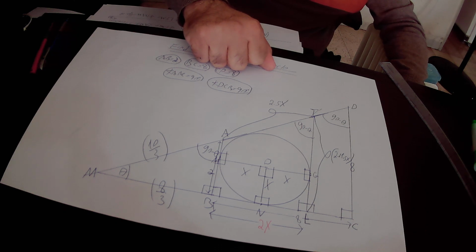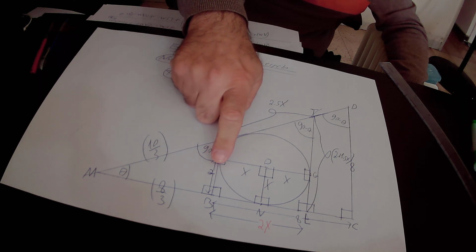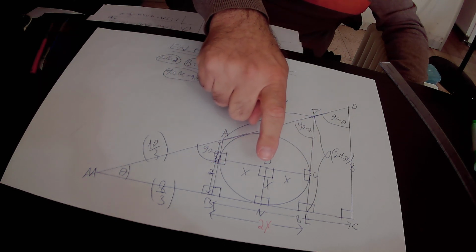And here we joined tangent BL, which is tangent to the circle at point N.